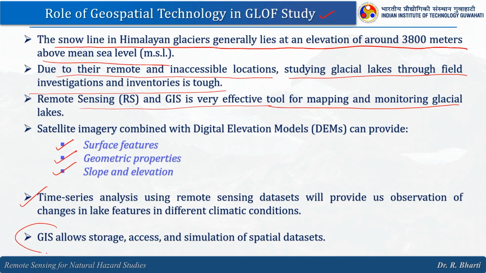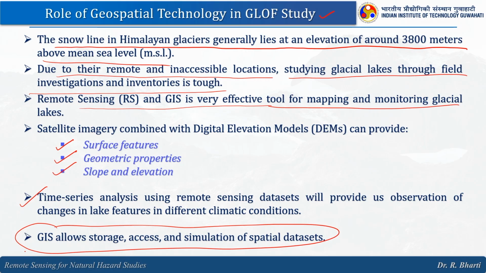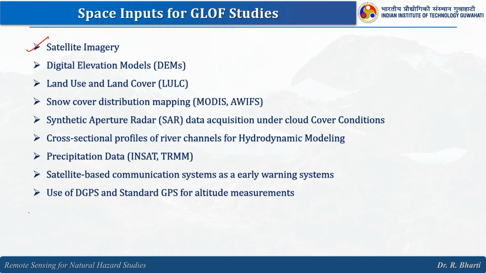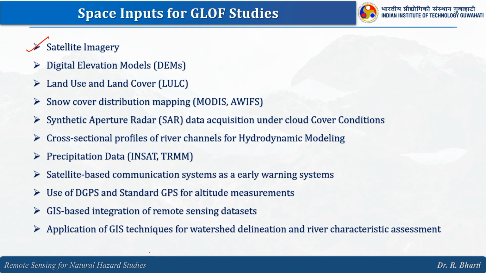With remote sensing datasets, you can identify the surface features, geometric properties, slope and elevation, and the time series data will help you to study how a glacial lake is being formed and how it changes its shape and size over time. And GIS will allow you to integrate all your satellite images and field investigation information into a particular model, and you can see how a particular lake is vulnerable to a GLOF event. The space inputs are listed here, so you can read it.